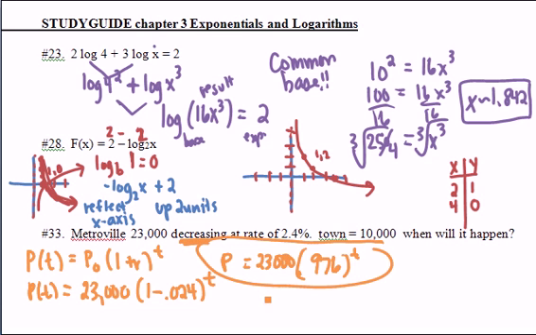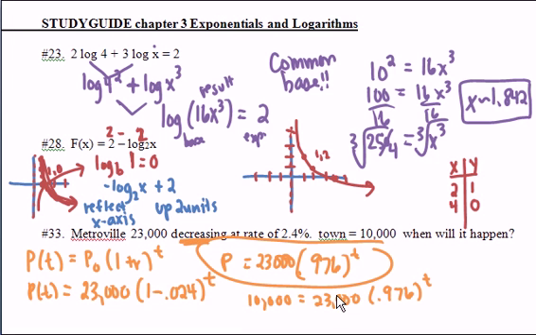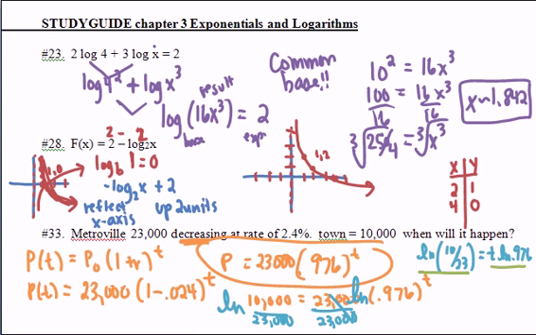Now you want to know, when does it reach 10,000? So set it equal to 10,000, or you could even do this graphically. And how are you going to find time? Well, do some inverse operations and you're on your way. So first things first, let's divide both sides by 23,000. Next, you're going to want to take the log of both sides. I don't care which log. I like natural log. And last, you will be dividing by the natural log of 0.976.